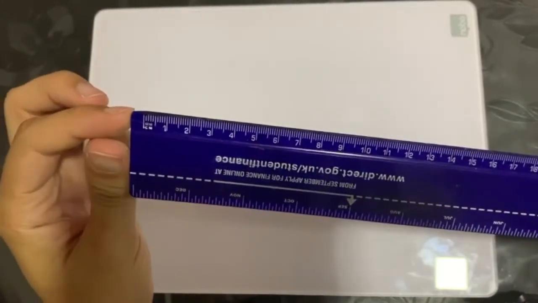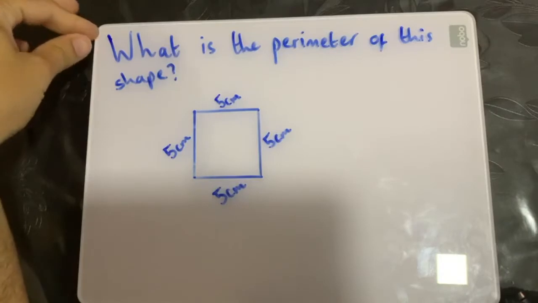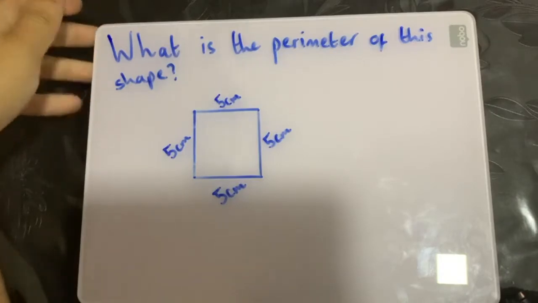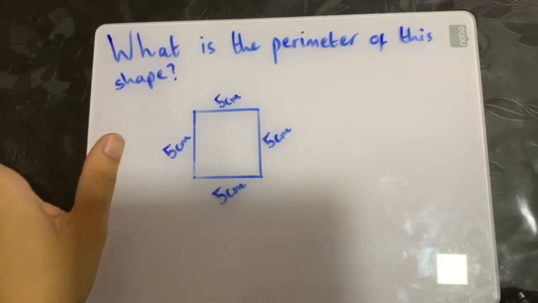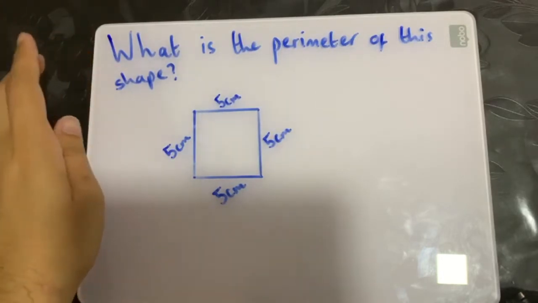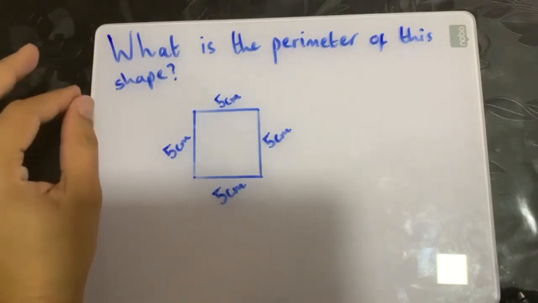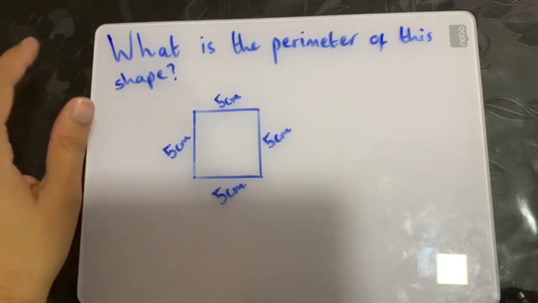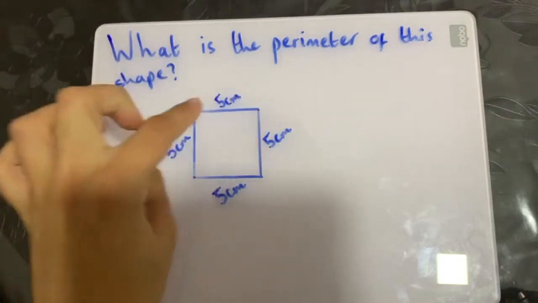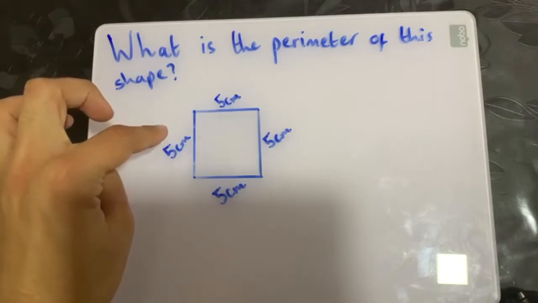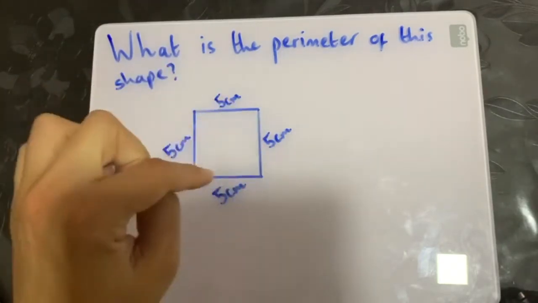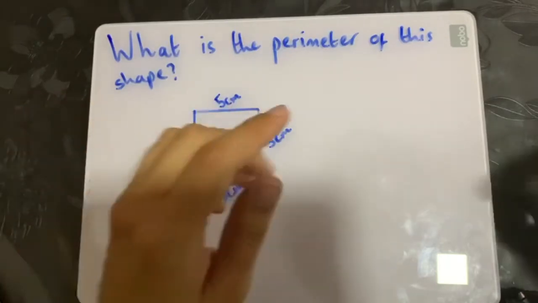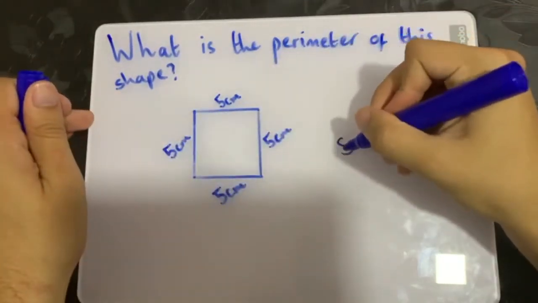Okay, let's go into some questions now. The first question we're going to do is this one. So you can see there's a picture of a square. Well, we don't know if it's a square yet, but we're going to find out. And the question says, what is the perimeter of this shape? So if you look around it, you can already see there are some measurements, and it has 5 centimeters on every side, and we've got 4 sides, which means that this shape is definitely a square.